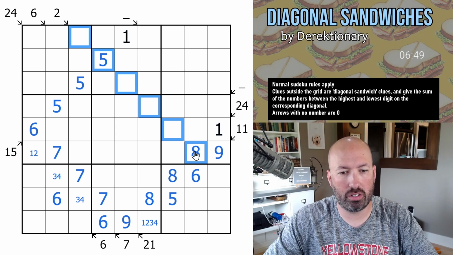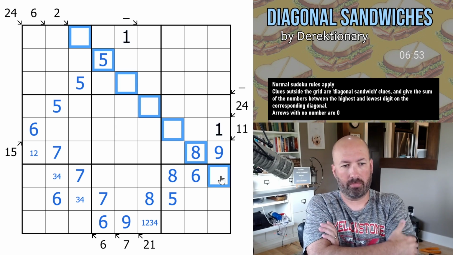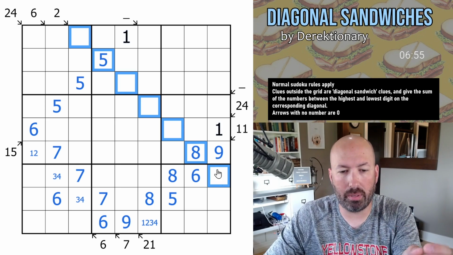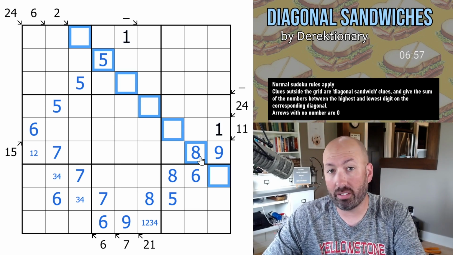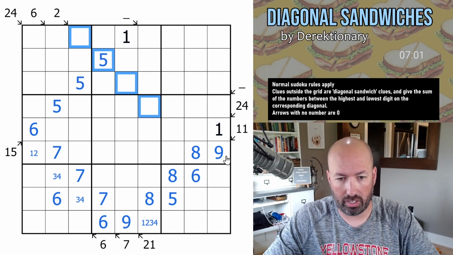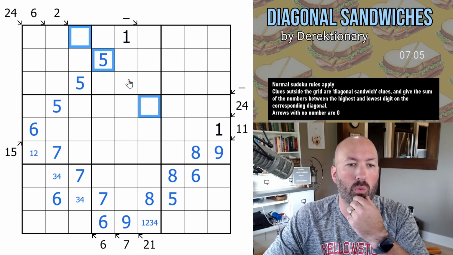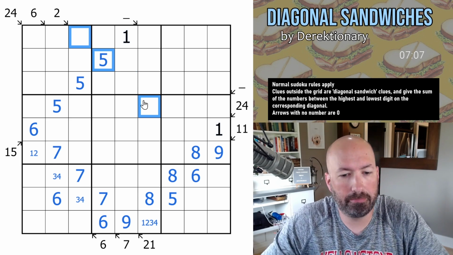Now, okay, back to this one. I was looking at the 2 column. So the question is, is that 8 going to be the biggest digit? Well, it's the biggest digit unless there's a 9, right? This one can't be 9. This one can't be 9. It's in the same box. This one can't be 9. It's in the column here. One of those two could be the 9.